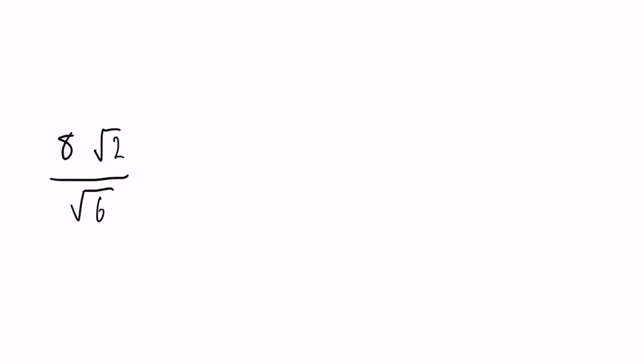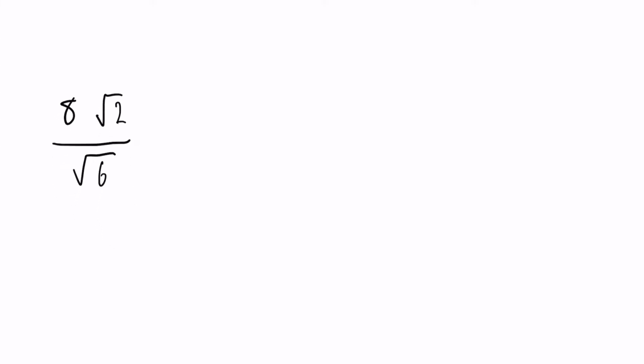A slightly harder example here: 8 root 2 divided by root 6. We do exactly the same again. Multiply both sides by root 6, and that is going to get us 6 on the bottom. And 8 root 2 multiplied by root 6, again from our multiplication rules, we just multiply whatever's in the surd together, leaving us with 8 root 12 on top.